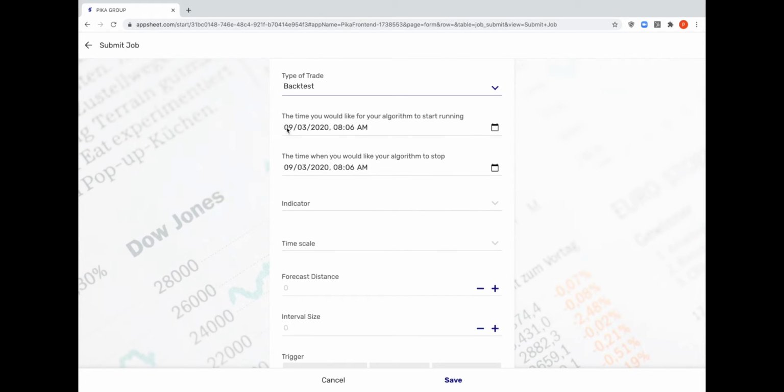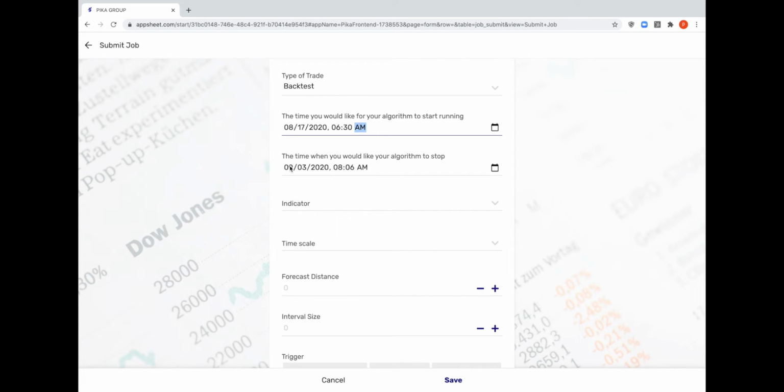Then you will be asked to indicate the time that you would like your algorithm to run from and to. I will go for August 17th, 2020, 6:30 a.m. The reason why I chose 6:30 a.m. is because I'm located in California, and 6:30 a.m. corresponds to 9:30 a.m. Eastern time when the markets are open.